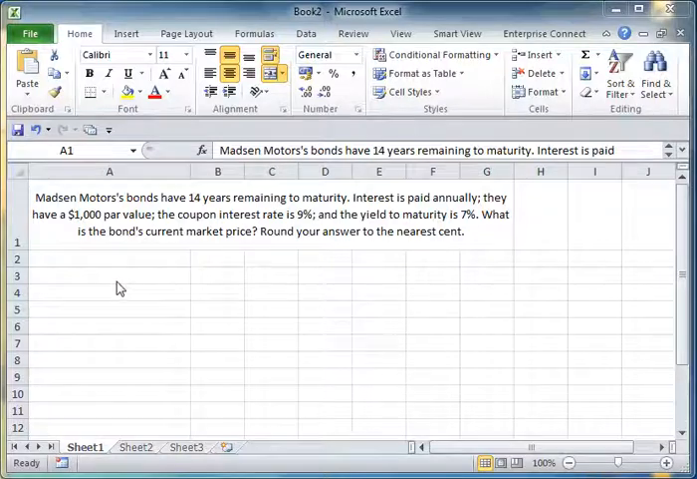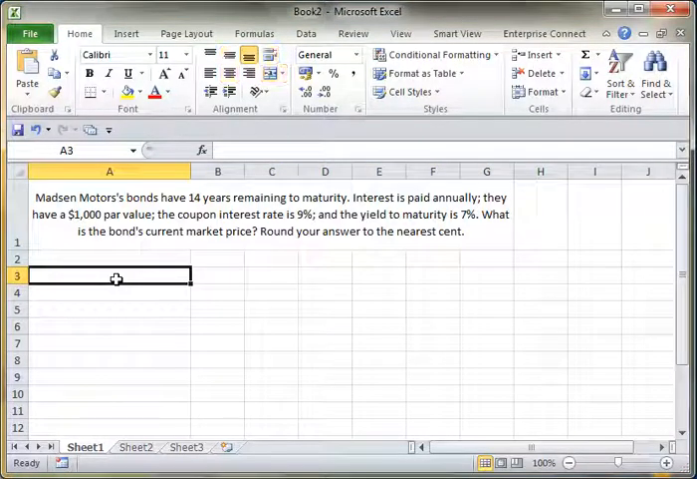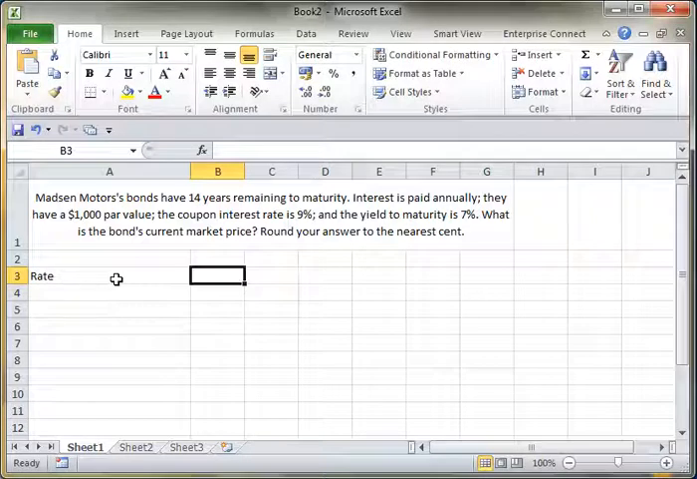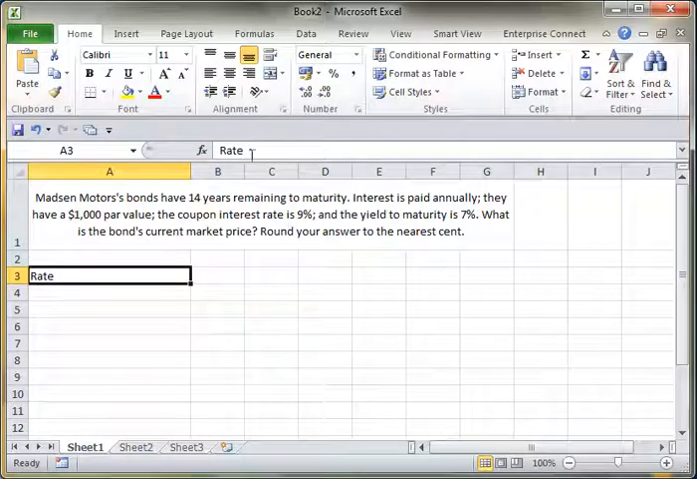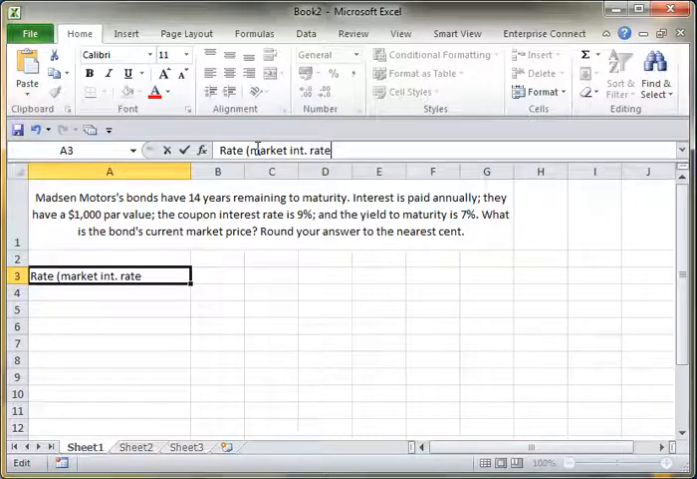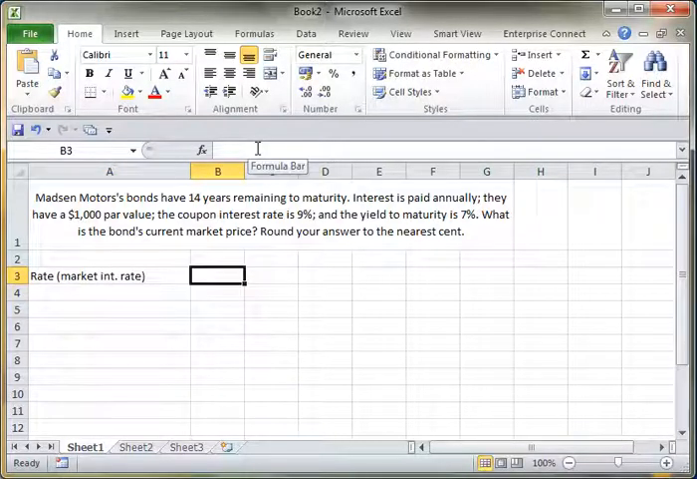So in answering this, we'll be needing some data to compute the present value. So first is the rate. So the rate that we'll be using is the market interest rate. So I'll type in here, market interest rate. So the market interest rate will be the yield to maturity, which is 7%.